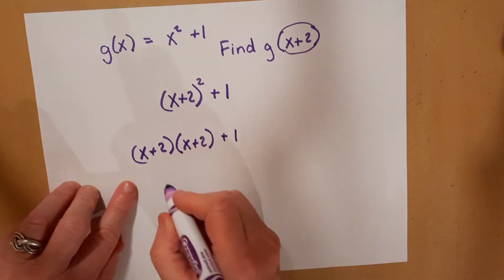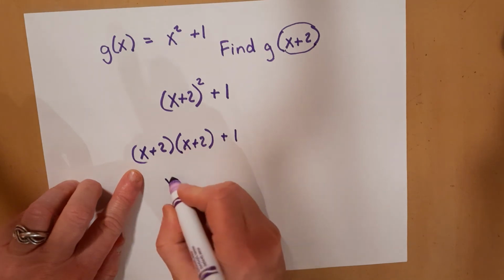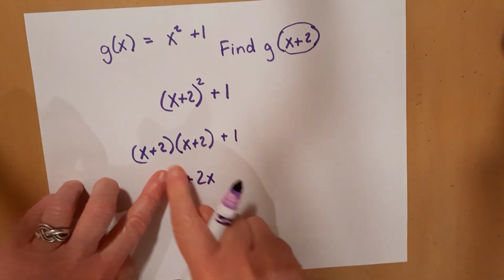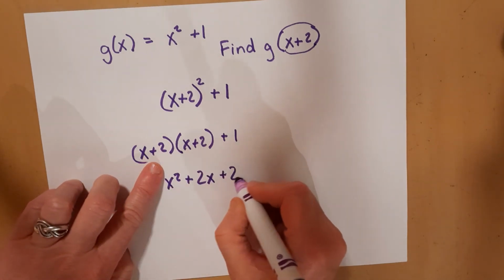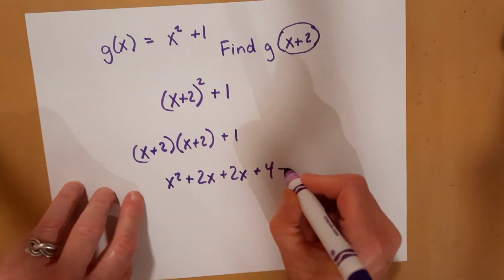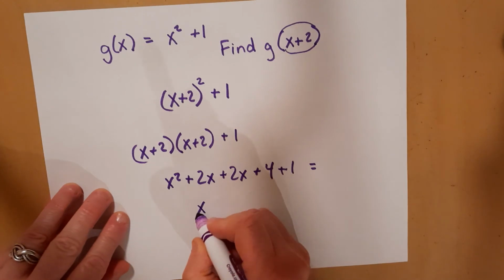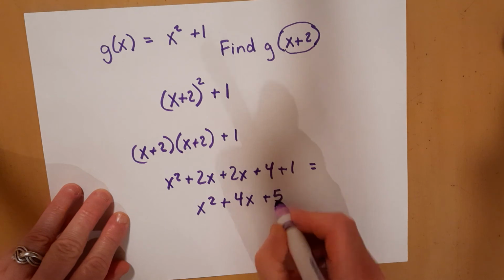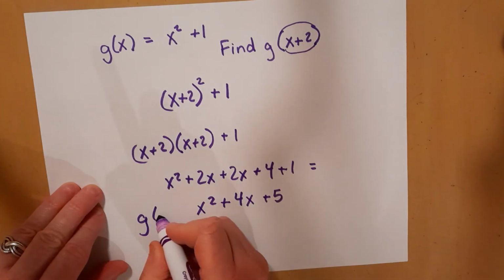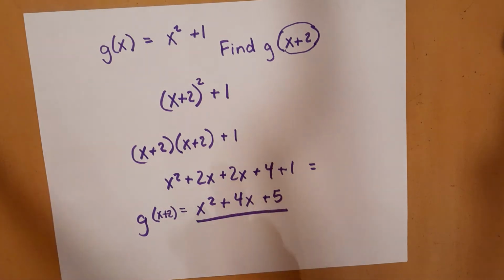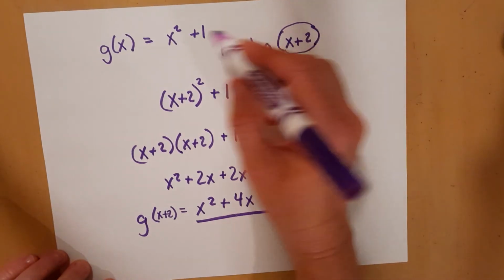Doing the distributive property, you get x times x is x squared. X times 2 is 2x. Here we have 2 times x, which is another 2x, and 2 times 2, which is 4. And then we add the 1 to it at the end. So that ends up being x squared plus 4x plus 5. So the function g of x plus 2 equals x squared plus 4x plus 5. When you do these problems, just make sure you put the whole thing in for x.